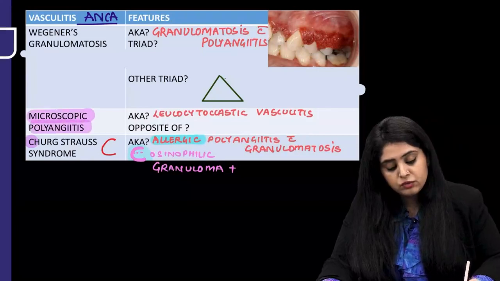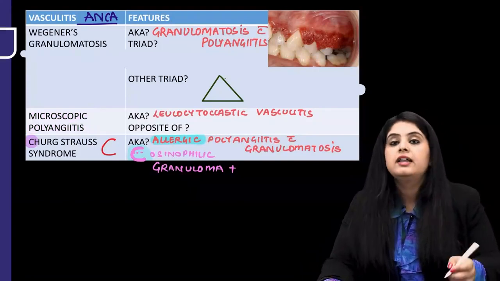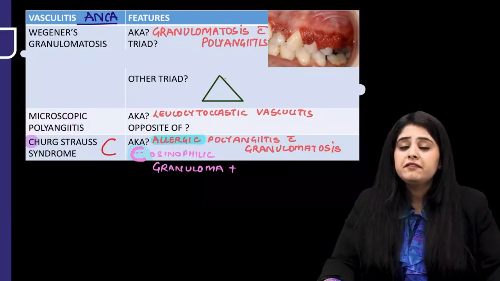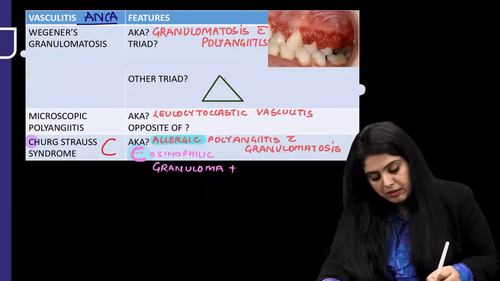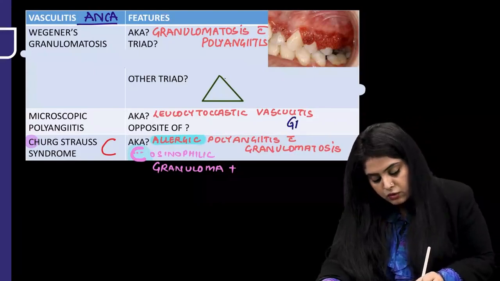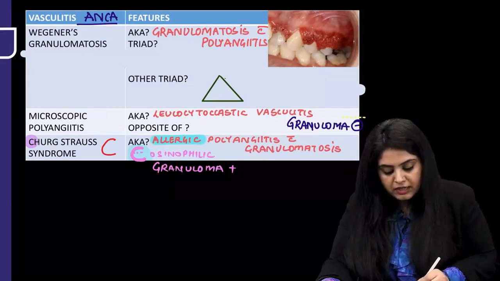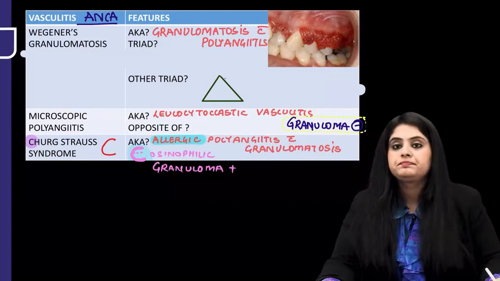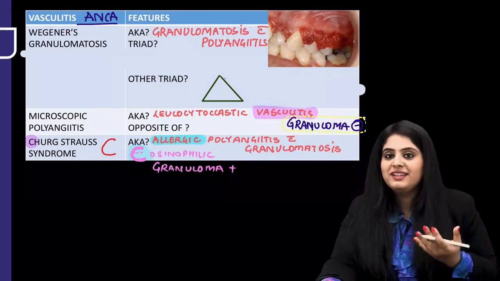Microscopic polyangiitis. You will realize this is the only one where I will not say granuloma. Baki har jagah, every vasculitis shows you a granuloma. Only microscopic polyangiitis is not gonna show you a granuloma. That is your previous year question. That is why nowhere in the name also you're saying granuloma. Granuloma is not noted. What is it then? It is known as a vasculitis. I know that is the topic.